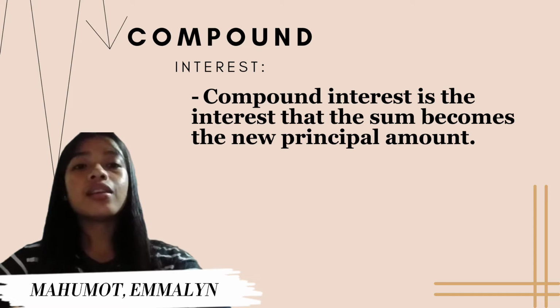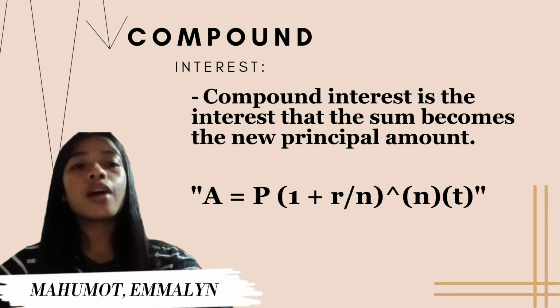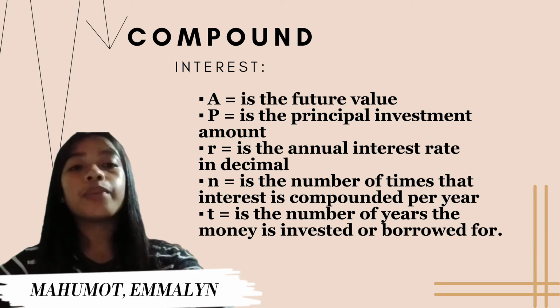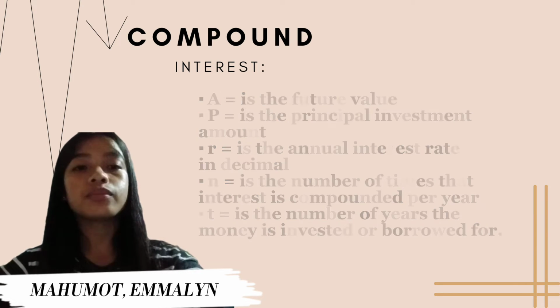Compound interest. Compound interest is the interest where the sum becomes the new principal amount. The formula for annual compound interest, including principal sum, where A is the future value, P is the principal investment amount, R is the annual interest rate in decimal, N is the number of times that interest is compounded per year, T is the number of years the money is invested or borrowed for.